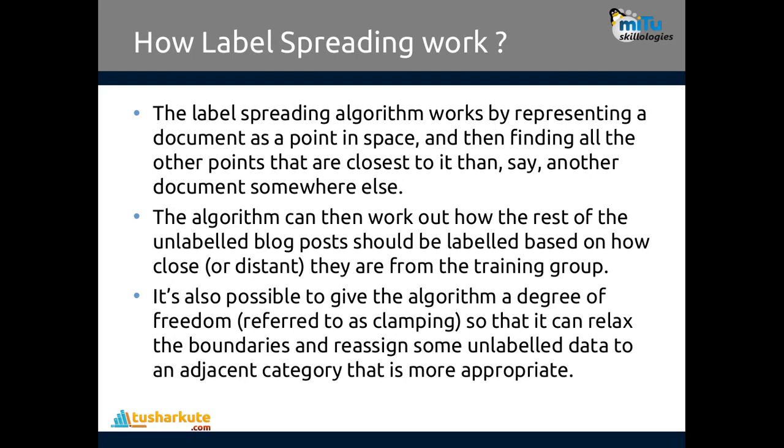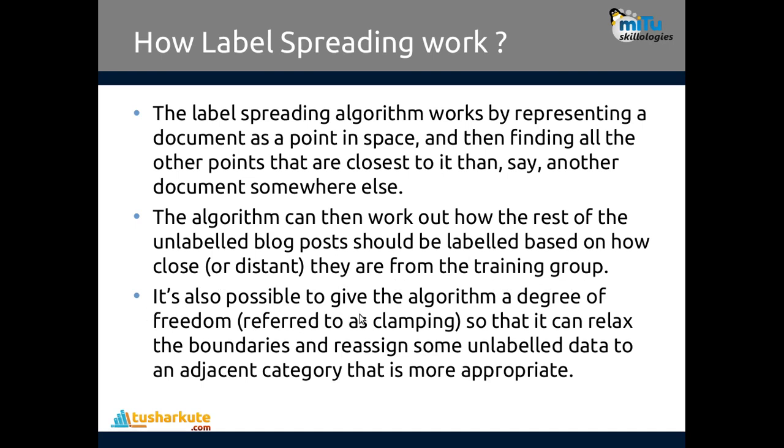The label spreading algorithm works by representing a document as a point in space and then finding all the other points which are closest to it, rather than another document somewhere else. This algorithm can then work out how the rest of the documents should be labeled based on how close or how distant they are from the training group.